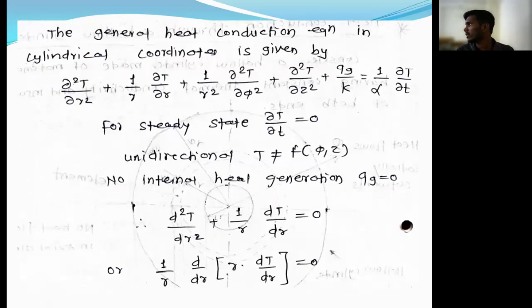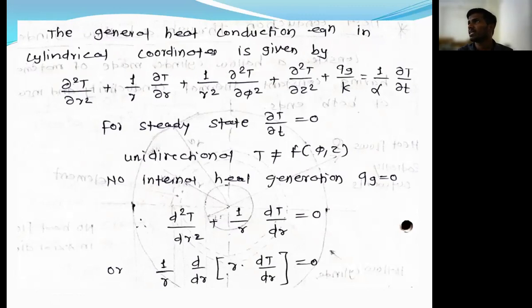General heat conduction equation in cylindrical coordinate system. Okay, so for deriving the equation for the cylinder, we have to use the general heat conduction equation in cylindrical coordinate system. Okay, so all of you write down this equation. Already we have written this equation. Write down the general heat conduction equation in cylindrical coordinates.